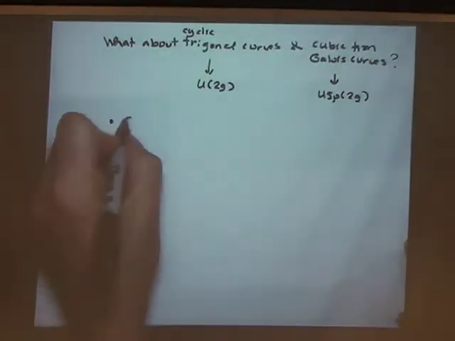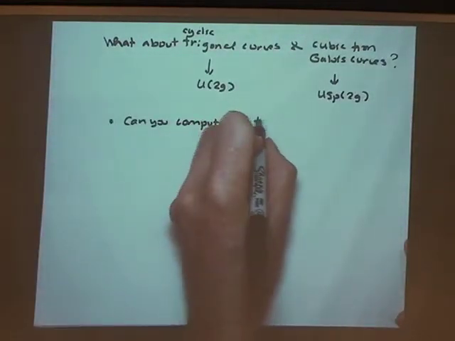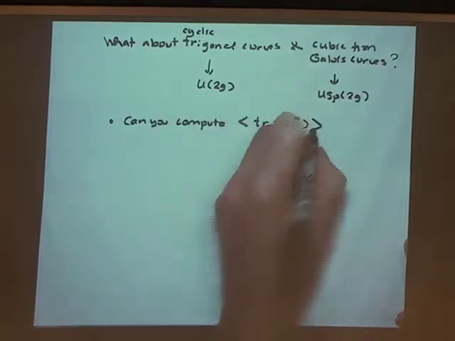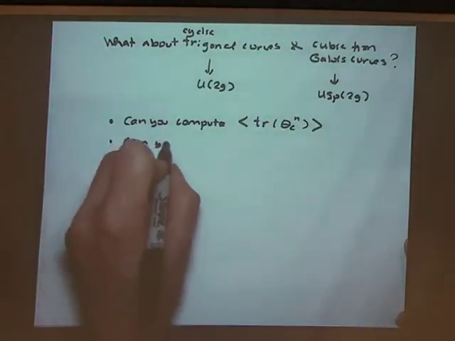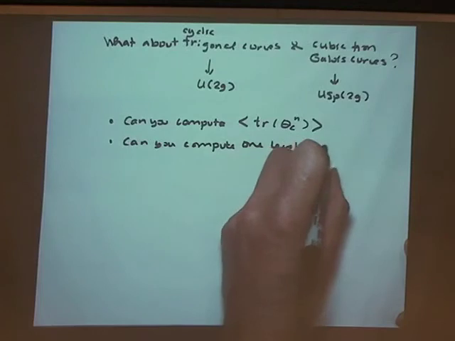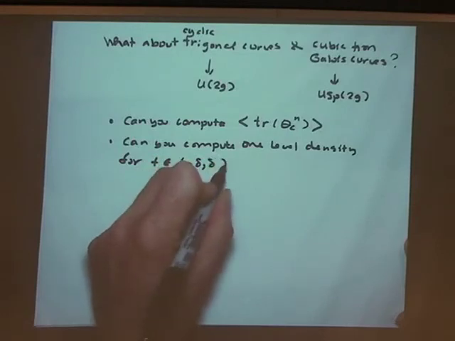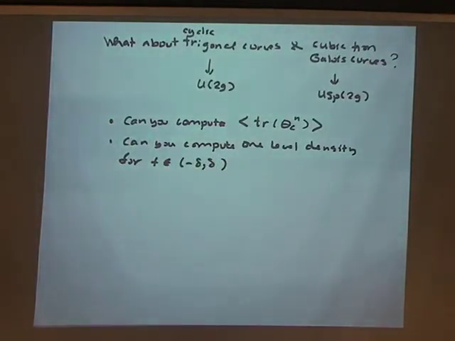So can you compute those averages of traces over the family? So can you compute the one level density for F belonging to some region? And as I said, here, for the support, I said that, but I didn't write that. For the family of hyperelliptic curves, you get exactly the same support that you get for the number field case. So if you can do that, you can also compare your support with the number field case.